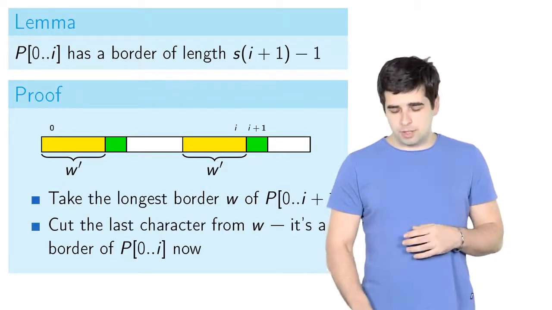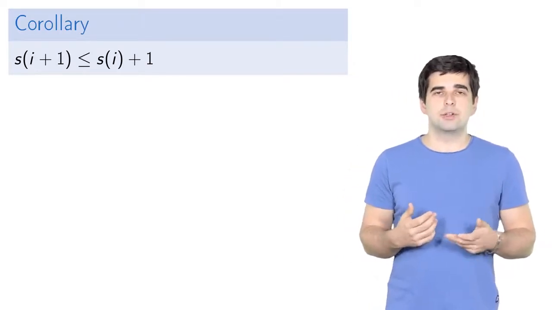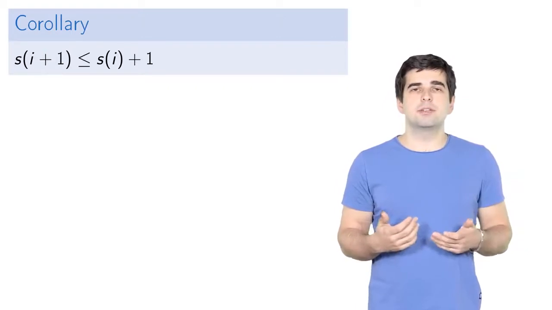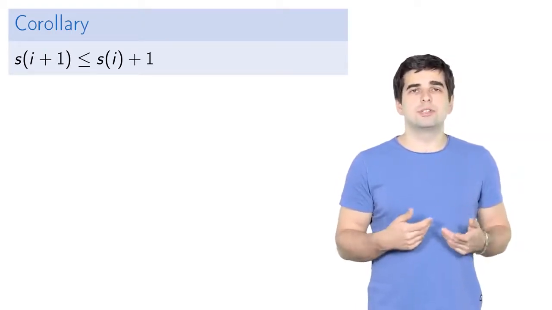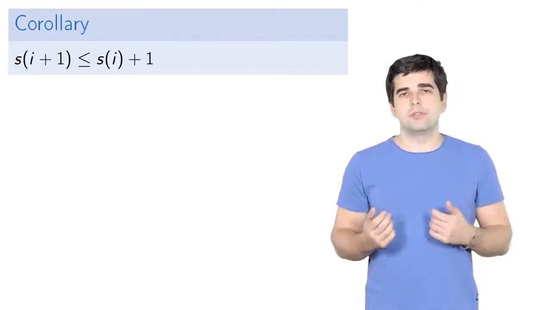And from this we get an immediate corollary that the prefix function cannot grow very fast when moving from position to the next position. In particular, it cannot increase by more than 1. As we saw in the example, it can of course decrease or stay the same, but it cannot increase by more than 1 from position to the next position.